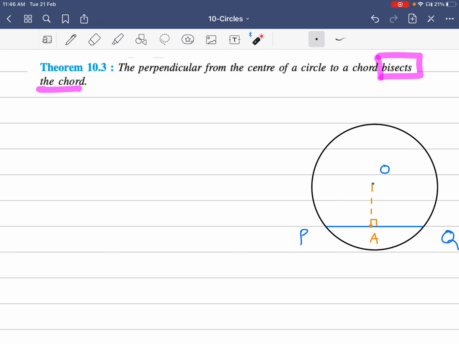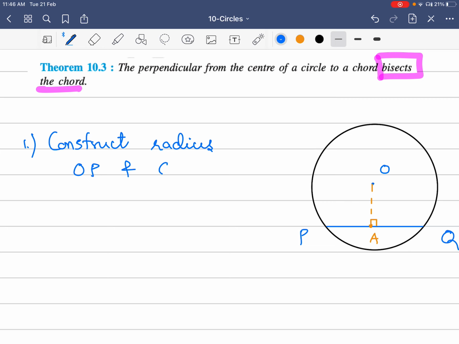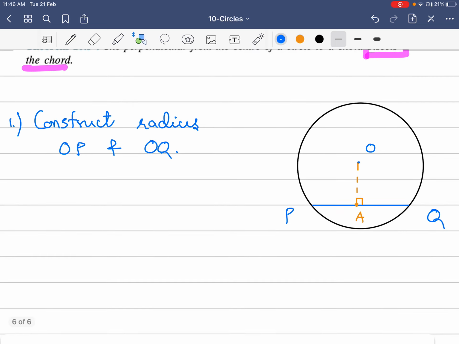Now once again, since this is a theorem, we have to prove this theorem. So in order to prove this theorem, step number 1 will be construction. So construct radius OP and OQ. Okay, so I'm going to do that construction.